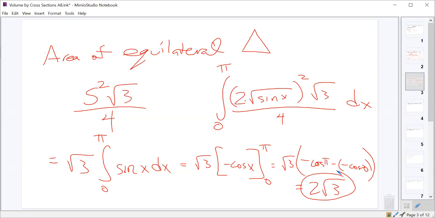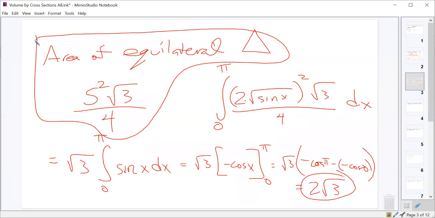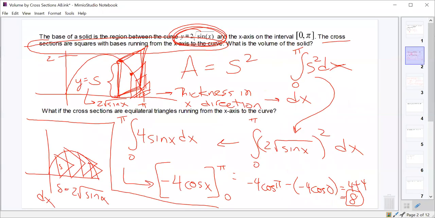What do the numbers mean, or the answer that we get? What exactly is that? Is that the area of the triangle? No, that's the volume. This is just the formula you need to know for the area of the cross section. Then the 2 root 3 is the volume. The original question was: what if the cross sections are equilateral triangles? We're looking for the volume. So 2 root 3 is the volume of this geometric solid that we've created.